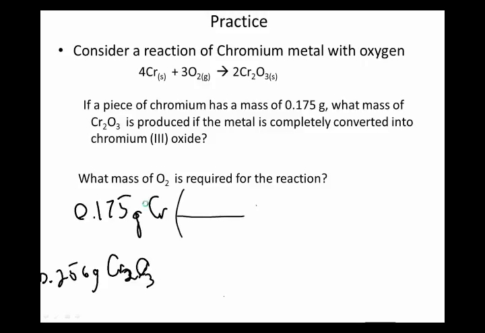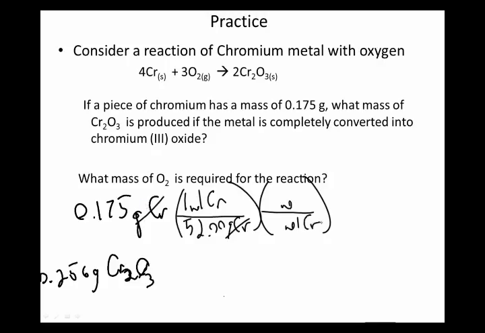So I'm going to convert from grams of chromium to moles of chromium. And then I'm going to convert from moles of chromium to moles of O2. Now again, notice the wording is just a little different, but what I'm doing is exactly the same, right? So in the first part it was what mass of this is produced if the metal is completely converted. And then in this part it's, what mass of O2 is required for it to react with it. So, you can do the problem the same, it's just the way it's phrased will be a little different.